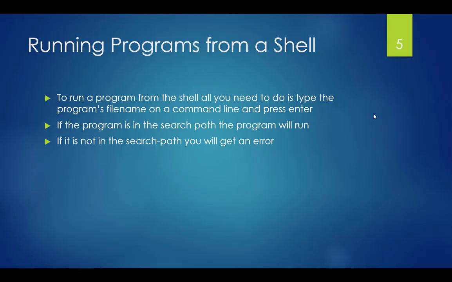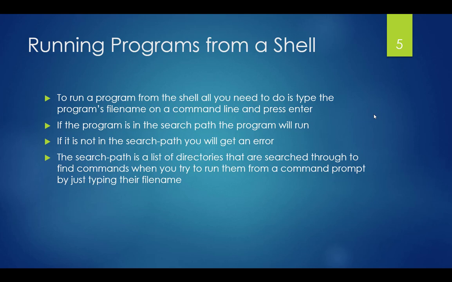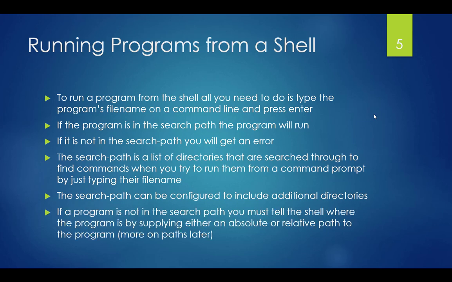So let's just review a little bit. If you try to run a program and the program isn't in the search path, you're going to get an error. The search path is a list of directories that the shell looks into to try to find programs to run when you just type the name of a program. You can modify the search path permanently or temporarily by changing your Windows configuration. If a program is not in the search path and you want to run it, you'll need to specify either an absolute path or a relative path to where that program resides. We'll talk more about paths in another lesson.